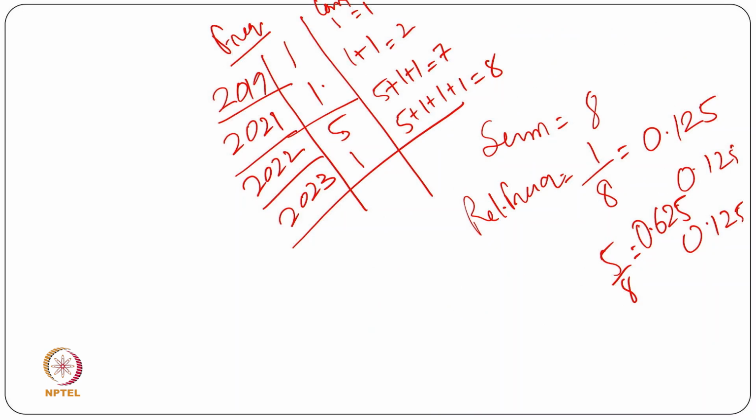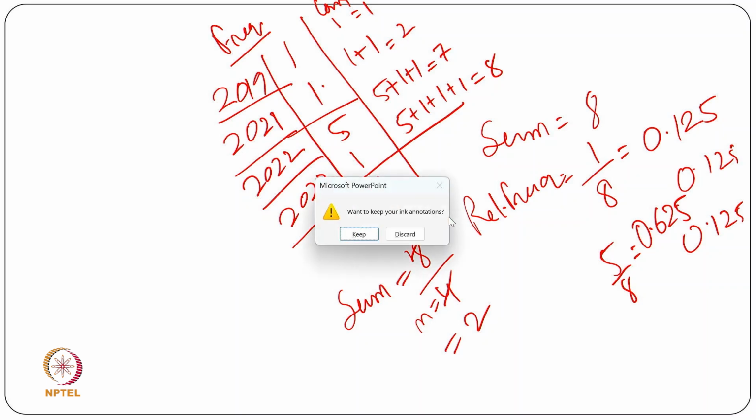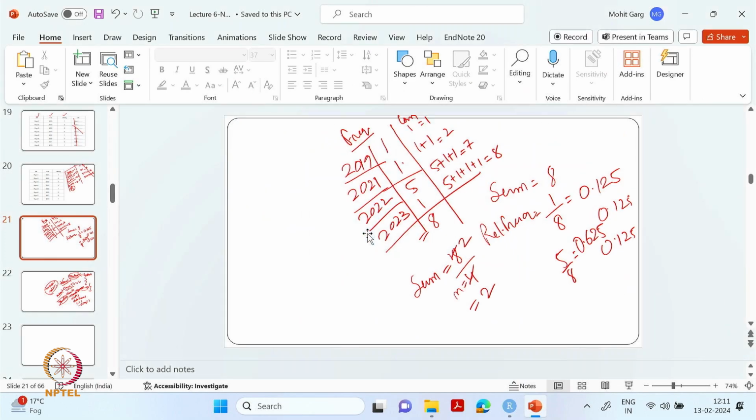So to calculate the mean, what we used to do is take the sum of these values. This sum is 8, and then the number of values, n, is 4. So the mean is 2. Very simple. The same way we calculate the mean in R.